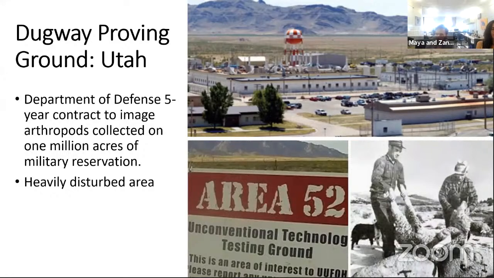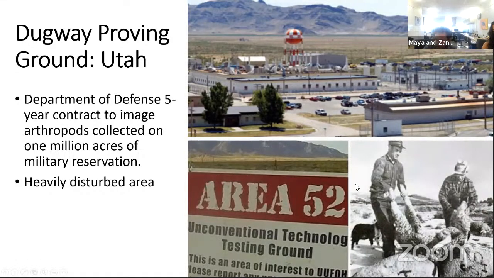Some other collaborations we have include working with the military through the Defense Department. We have a contract to work at Dugway Proving Ground, which is an enormous proving ground base in northern Utah. It contains over 1 million acres of land, and compared to other states, it is about the size of Rhode Island. So this is an enormous tract of land that for the past 70 years or so has been used for testing chemical and biological weapons.